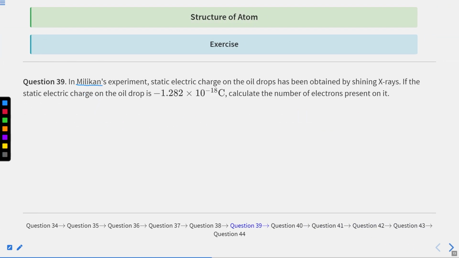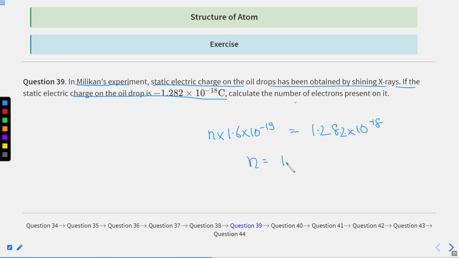Next, in Millikan's experiment, the static electric charge on the oil drop has been obtained by shining X-ray. If the static charge on oil drop is this much, calculate the number of electrons. Again, you have to calculate the number of electrons and the charge is given. So we know charge on one electron is 1.6 into 10 to the power minus 19. So let n be the value that will contain this much of charge. So it brings us to 1.282 into 10 to the power minus 18.